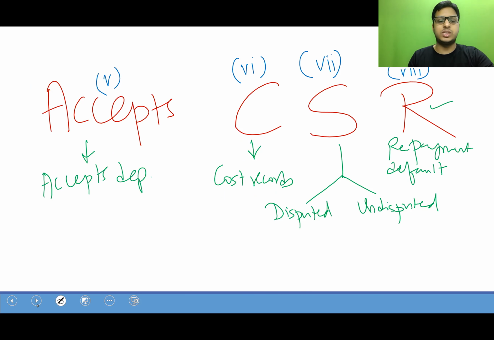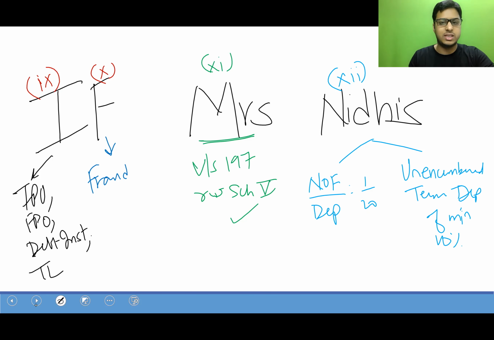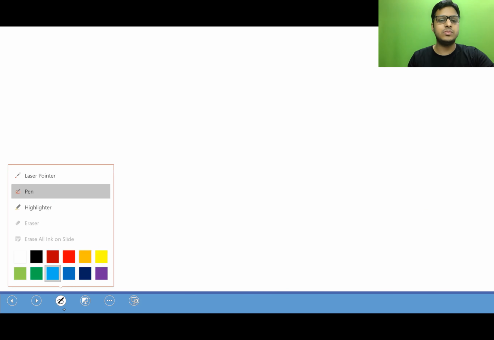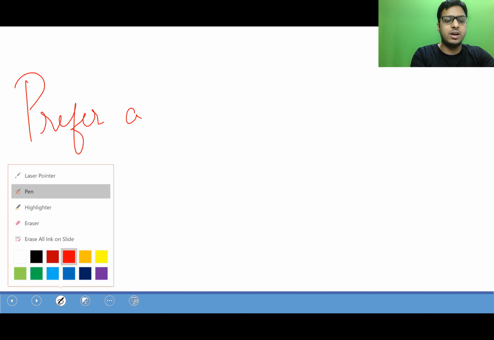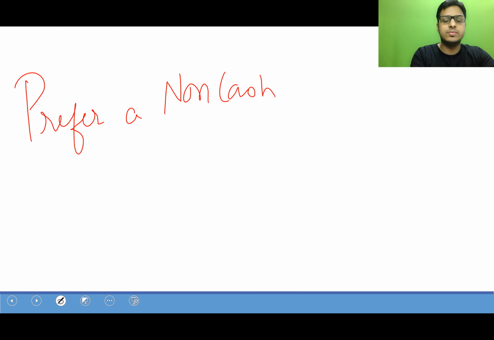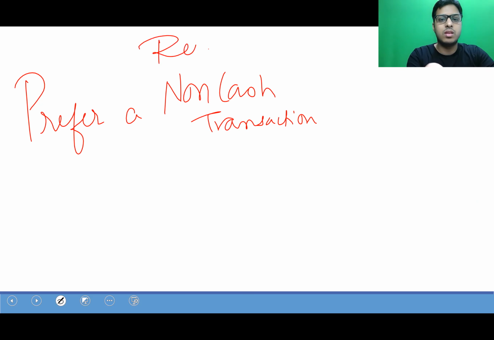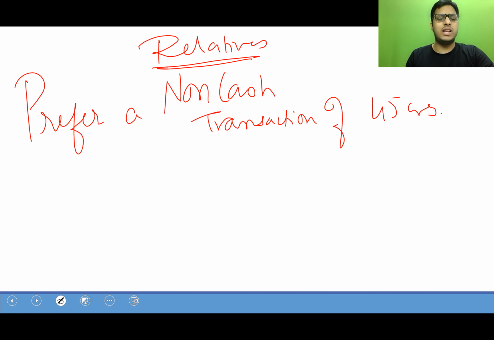So very simple code again. See, Philo accepts CSR if Mrs. Needy's relatives prefer a non-cash transaction of 45 crores. You'll understand it very easily. You have attended the lecture, no issues. So here, relatives basically means if there is any related party transaction, whether sections 177 and 188 have been complied with or not. That is what we are checking here.